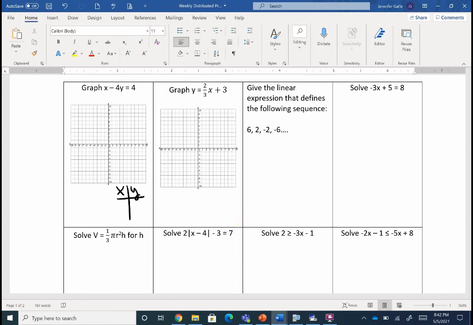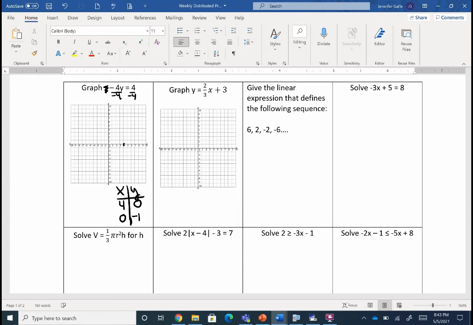To find the x-intercept, we put 0 in for y, and we solve for x. Now if I put 0 in for y, that means the term with y would no longer be there. Our x would equal 4. Then to find the y-intercept, I would put 0 in for x. So that means the x term would no longer be there. Be very careful, there's still a negative 4 in front of the y. So we would have to divide by negative 4. Our y would be negative 1.